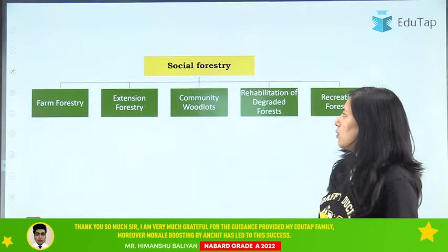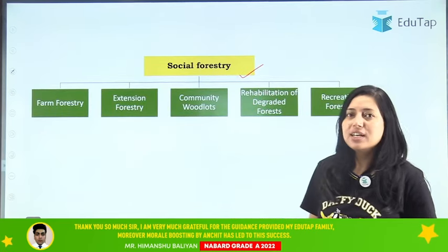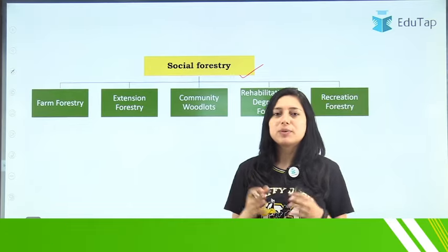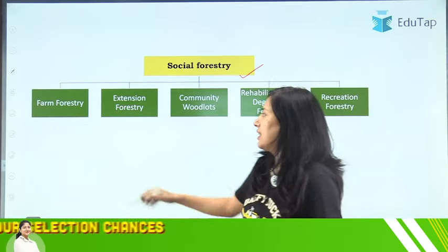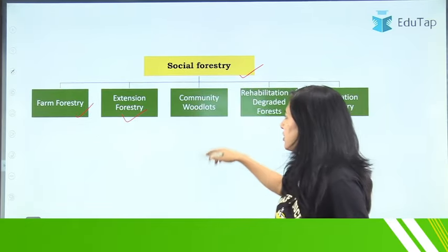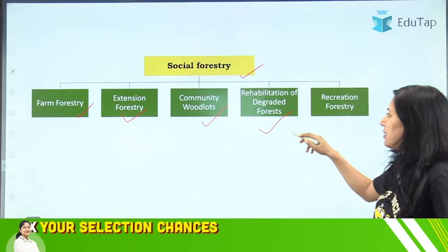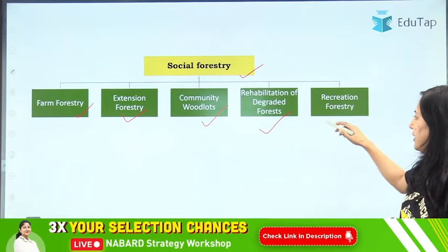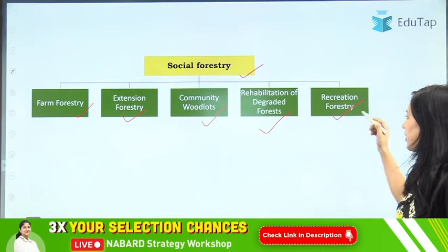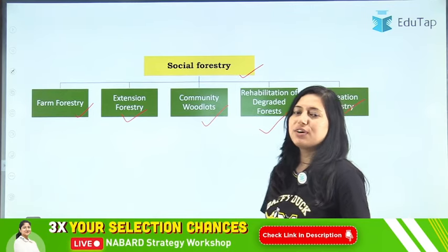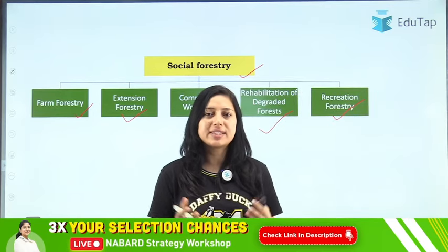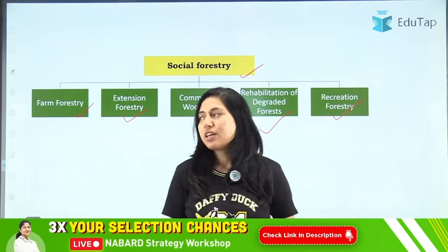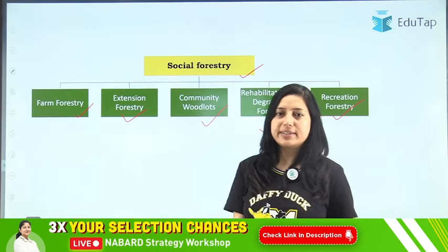Now let us discuss the scope of social forestry. So basically social forestry can be grouped into 5 different parts, that is farm forestry, extension forestry, community woodlots, rehabilitation of degraded land, degraded forest, and recreation forestry. So these are the 5 major groups in which your social forestry can be divided, right? Now let us discuss one by one what these are.